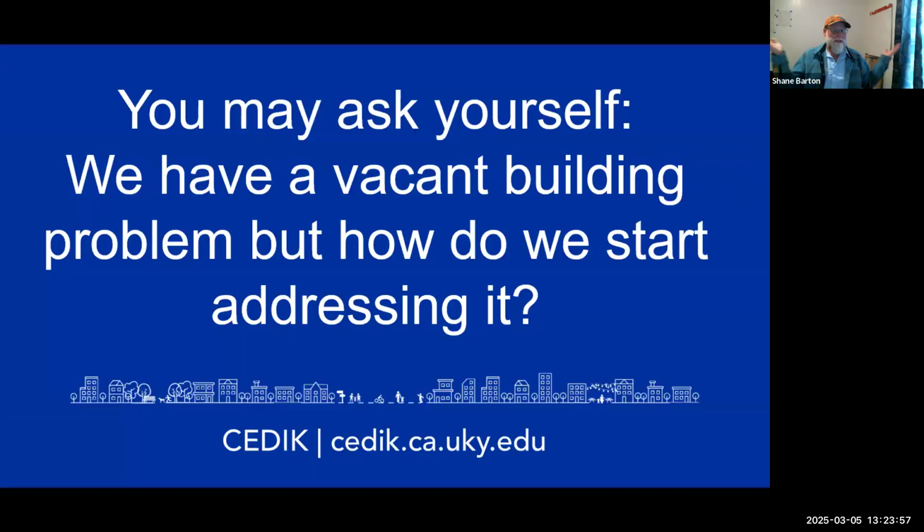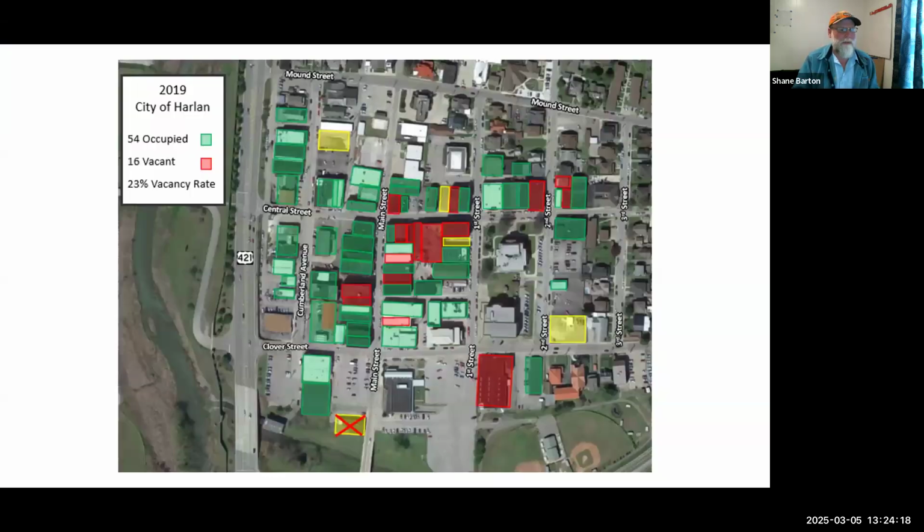So, you may ask yourself, right? We have a vacant building problem, but how do we start addressing it? Again, it starts with that inventory. It starts with acknowledging that we've got some vacancies. Let's find out where else we may have vacant properties. Let's start to create a list so that then we can visualize that information and have these conversations.